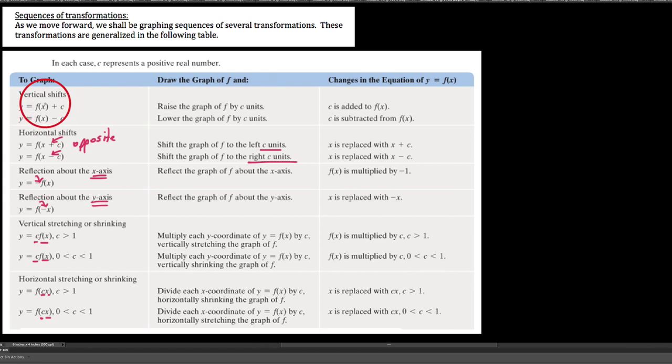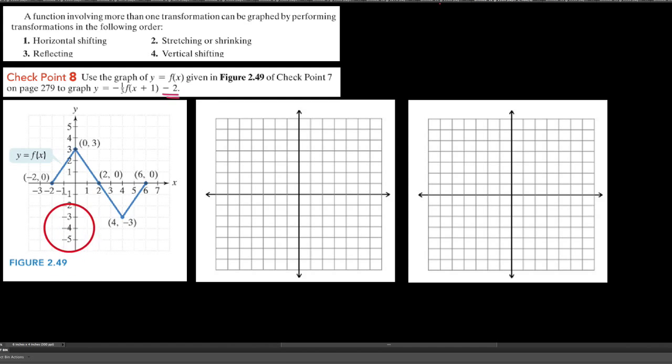Vertical shifting happens when we take our original parent function, and instead of adding on or subtracting off a positive number to the x values, we do it to the y values. So let's look at this example I have here, figure 2.49. We say that this is the graph of some f(x). You can see that listed here. It says to use the graph of f(x) to sketch this transformation here. And then maybe we can verbalize it.